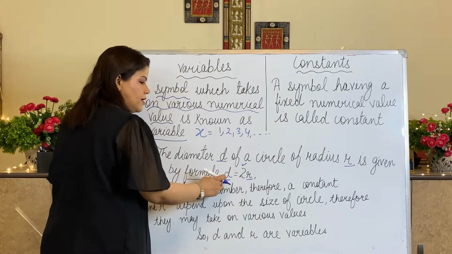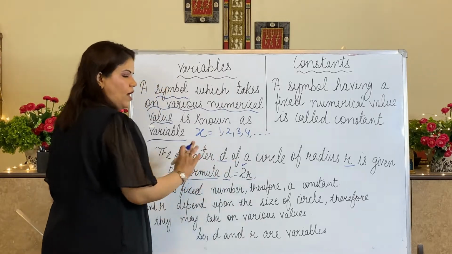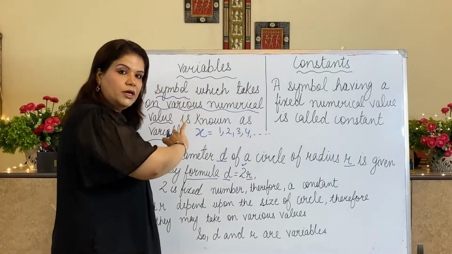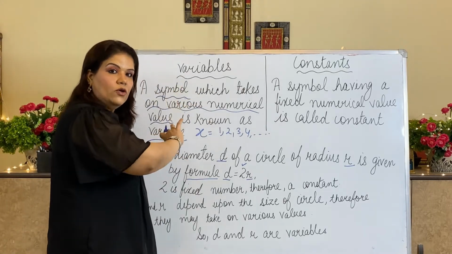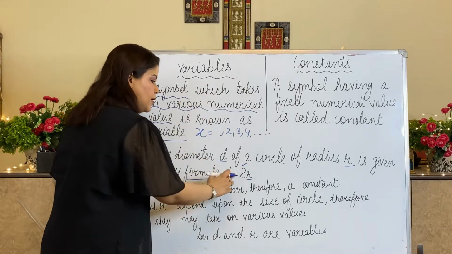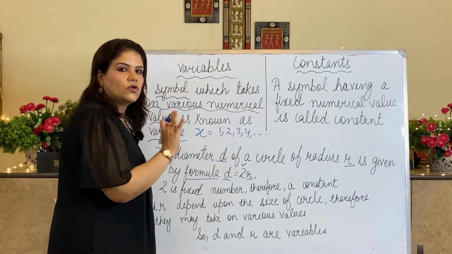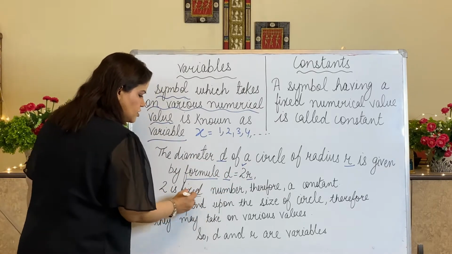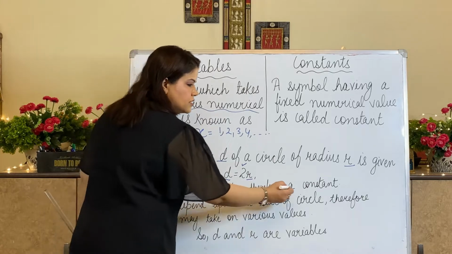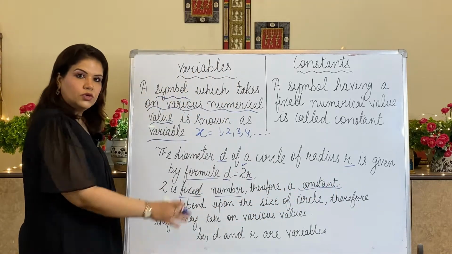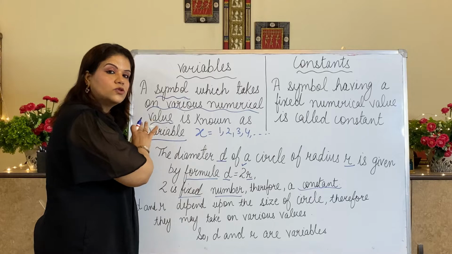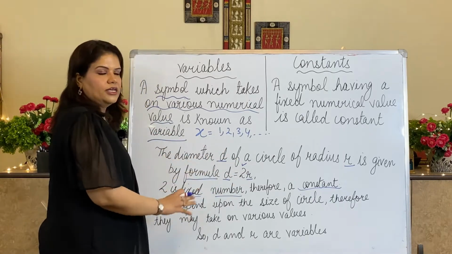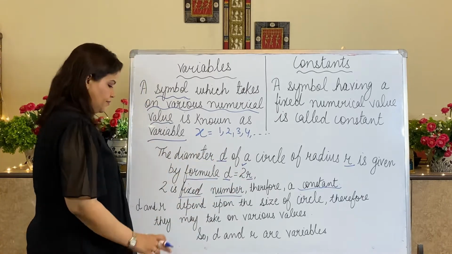Whatever value r will have, d will have the value according to it. So that means d and r will depend upon each other. Their value will vary, one will vary. But 2 will remain fixed. It is not going to change its value. So 2 is a fixed number. Therefore it is a constant. 2 is remaining 2 only, it will not change whatever r will be, but d will change according to r.